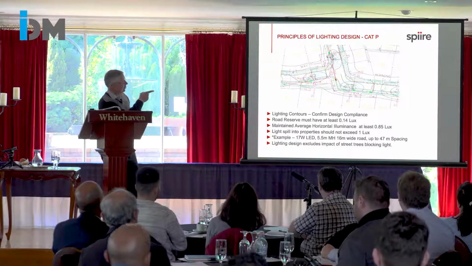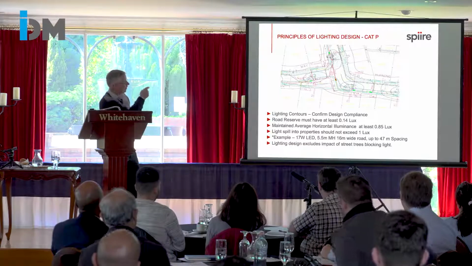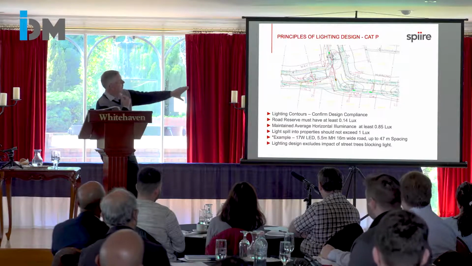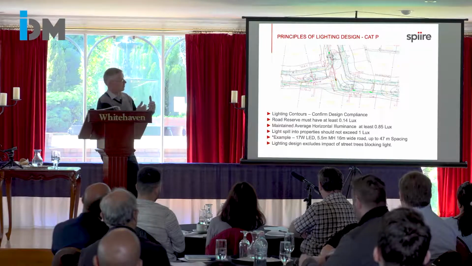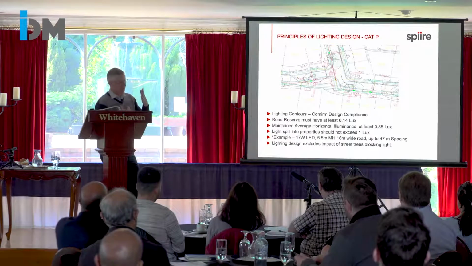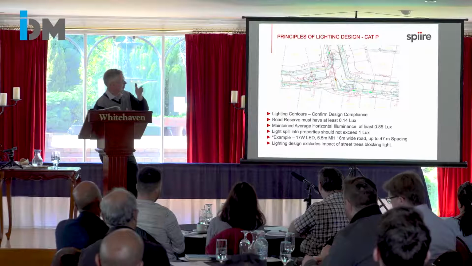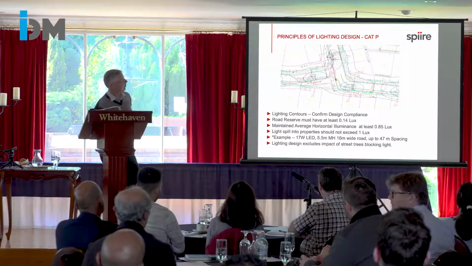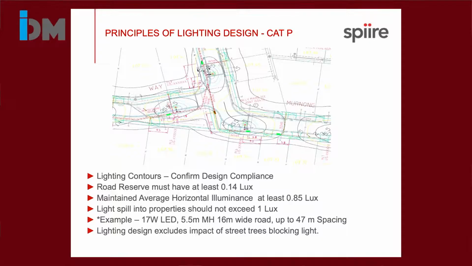You don't want to put an extra lantern in just to fill that small little gap in there, and you'll actually find when this area develops and you get houses and fences and both vertical and horizontal surfaces which reflect the light, that it will fill in itself anyway. And in this case here, 17 watt LED, 5.5 mount height, 16 metre wide road and 47 metre typical lantern spacing. Not always the case at intersections.